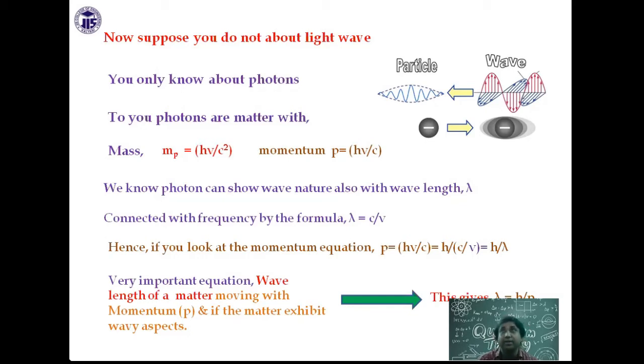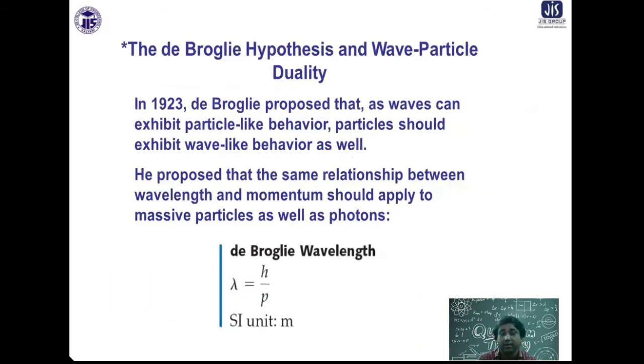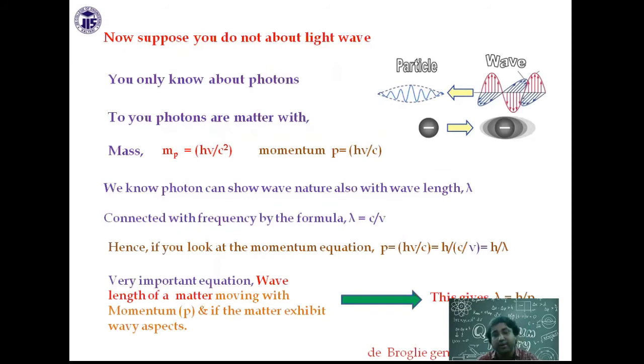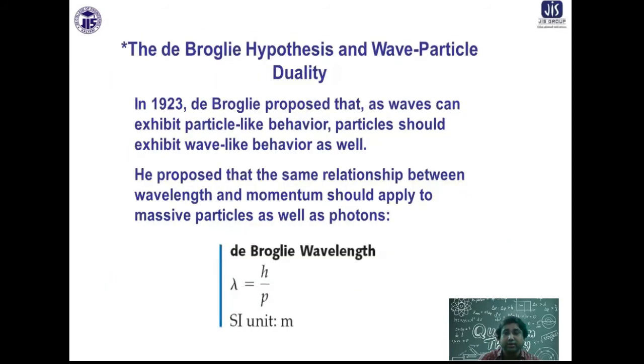De Broglie told, therefore, any matter that is moving can show wavy nature, and if it shows wavy nature, its wavelength should be h by p. He has generalized whatever you see for the photon. De Broglie generalized it for any particle: any matter can show wavy nature.